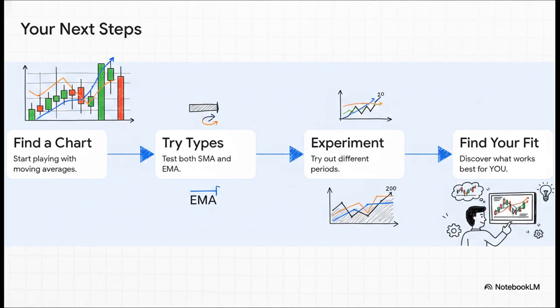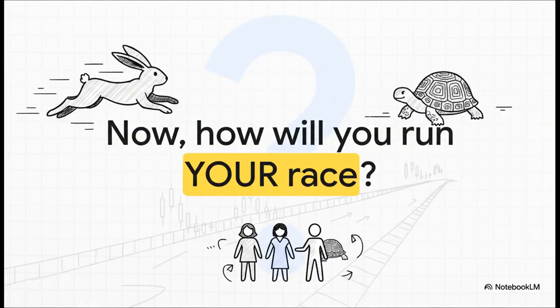Look, the only way you're gonna figure this out is to get your hands dirty. Seriously. Pull up a chart, add an SMA, add an EMA, and just start playing around with the settings. Try different periods, like a short 20 period versus a long 200 period, and just see for yourself how they behave. So in the end, the question isn't which indicator is better.